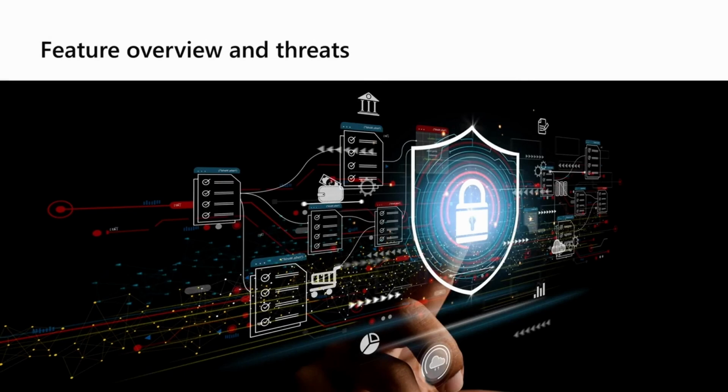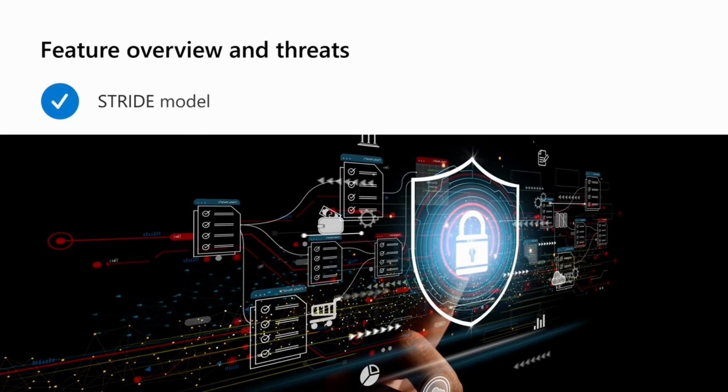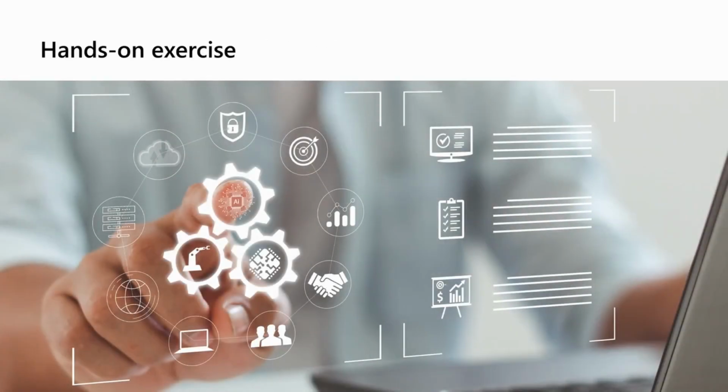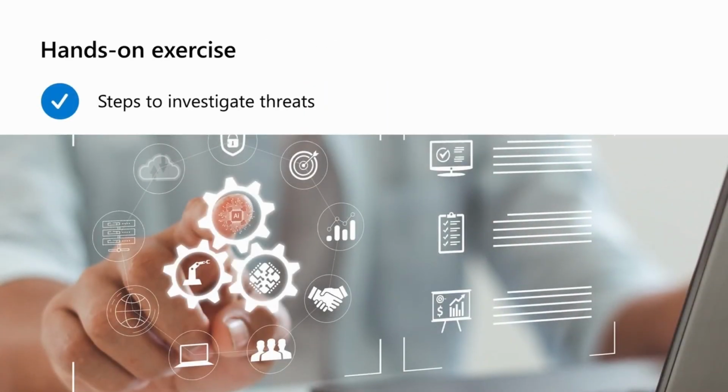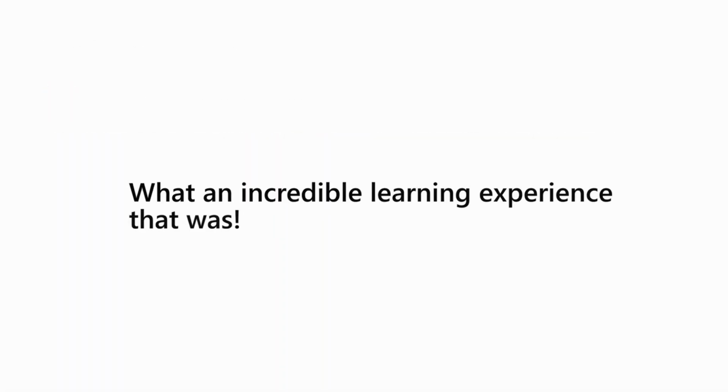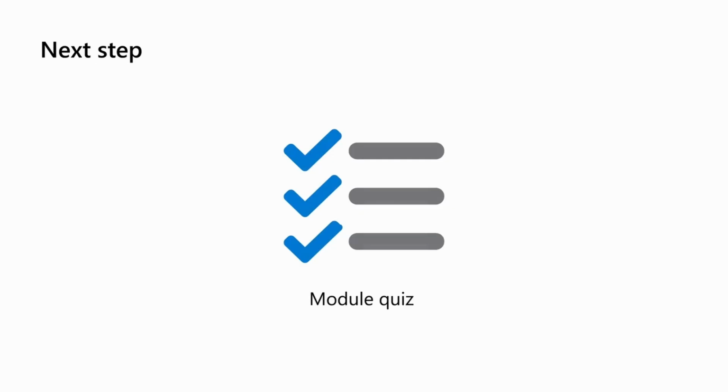In the feature overview and threats, you learned the theory of spoofing, tampering, repudiation, information disclosure, and denial of service, or STRIDE model, in detail and different steps to create a threat model. Once again, you had an opportunity to check out the features and test the steps to deploy investigation threats through hands-on exercises. What an incredible learning experience that was! You're now ready to move to the next step of attempting the graded assessment for this module. Good luck with the module quiz!